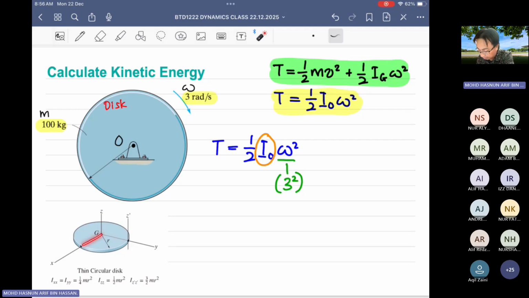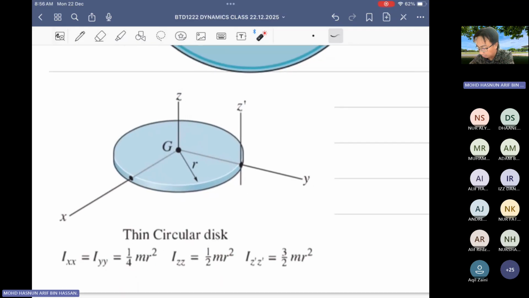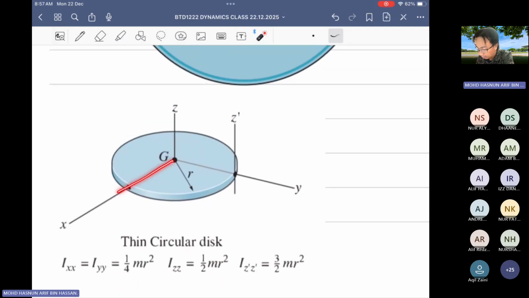Okay, look at this. I will zoom it here. The x-axis is here and the y-axis is here. Rotation about this axis means that it is rotating like this. So if you look at this as a coin, for example, it will be flipping the coin.